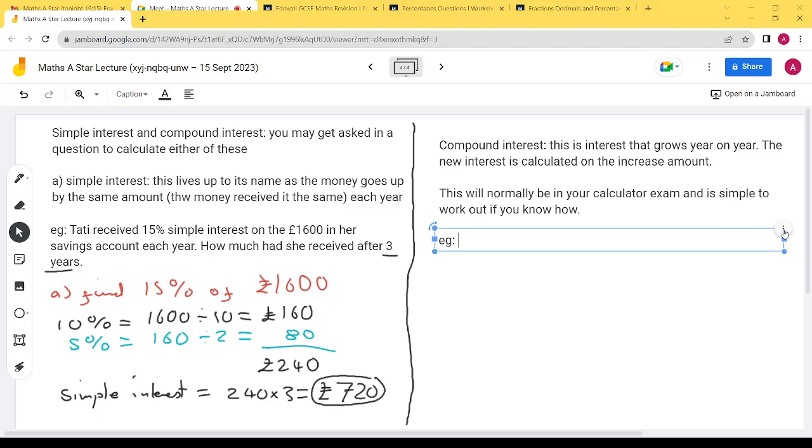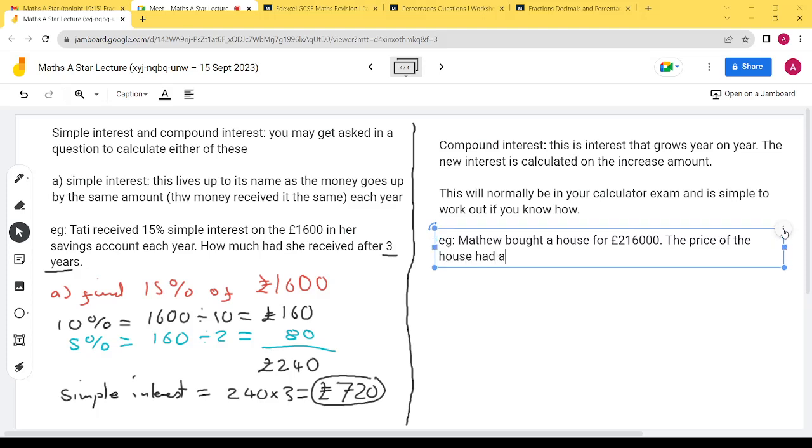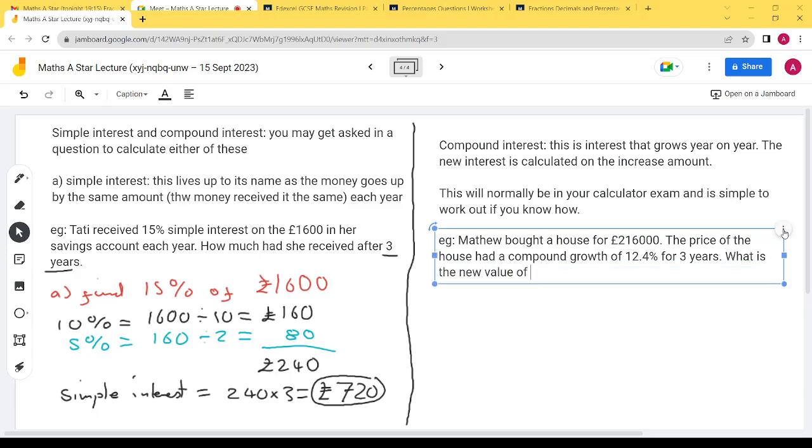let's say Matthew bought a house for £216,000. The price of the house had a compound growth. Compound growth is no different to working out compound interest. It would mean the same thing, of 12.4% for 3 years. What is the new value of the house? Some people might go through painstakingly doing it one year after another, but you don't have to do that.